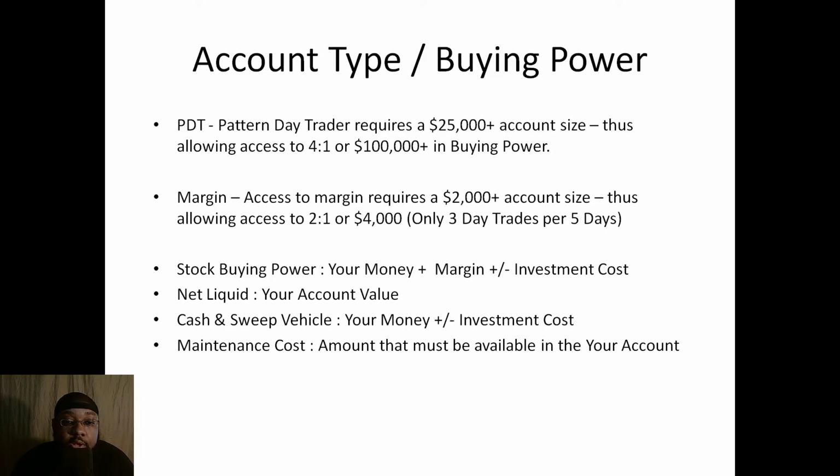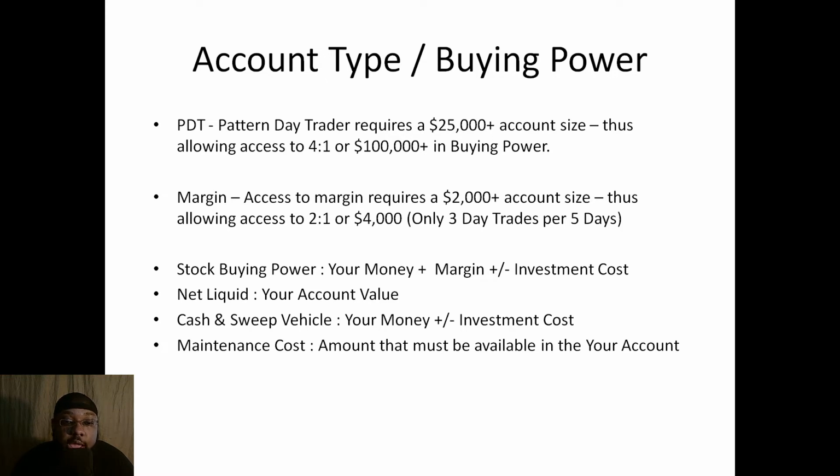So that's your 25,000 plus your 4-to-1 PDT money, which gives you 100,000 in stock buying power. Now your net liquid is going to be just 25,000. That's your actual money, and that's where margin comes into play. If you had a $2,000 account and they gave you 4,000, your stock buying power would be 4,000 and your net liquid would be 2,000. That way the terminology doesn't confuse you. You may buy $4,000 worth of securities and make profits on that, but your net liquid is just going to be the 2,000 plus whatever profits you make or lose. So just keep that terminology in mind.